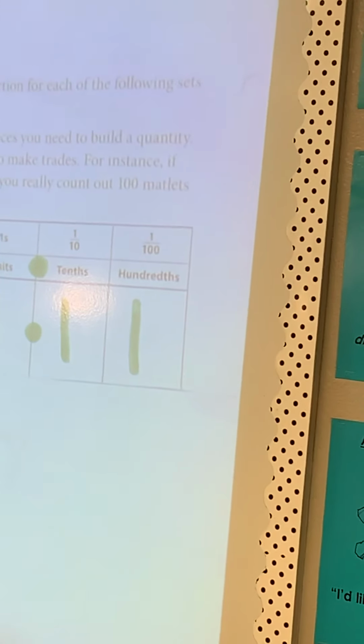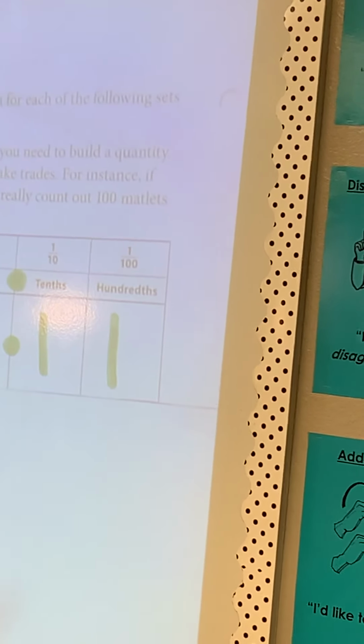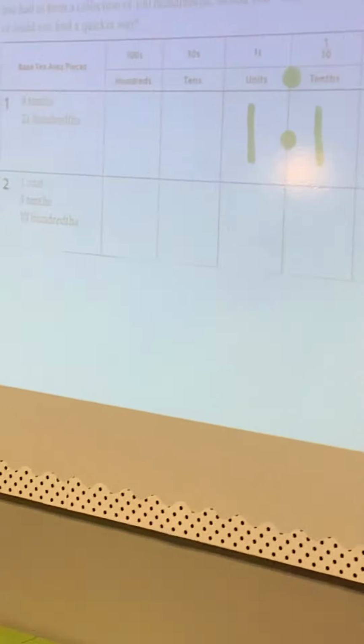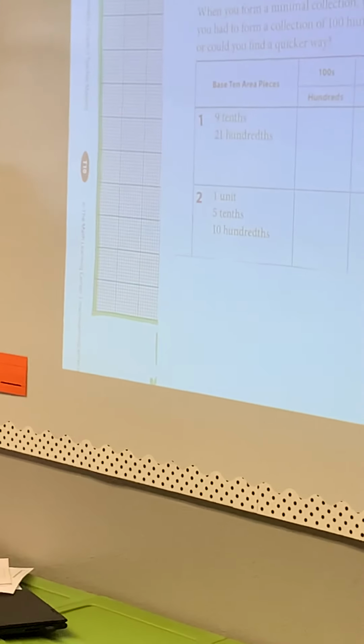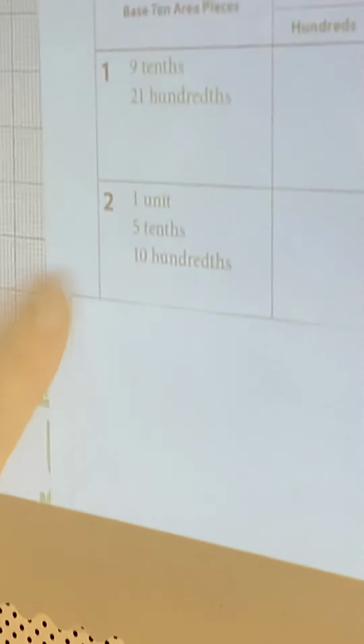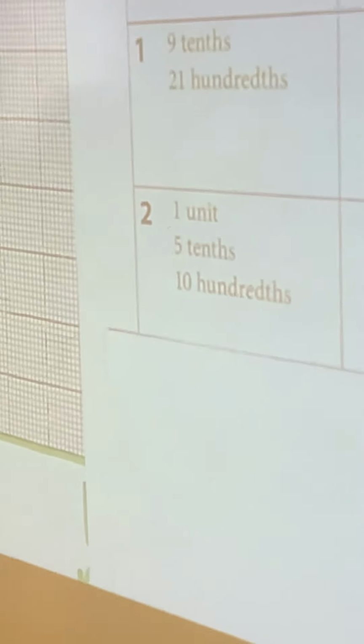Okay, see what the least number of pieces is that you could use to build 1 unit, 5/10ths, 10/100ths. 1 unit, 5/10ths, 10/100ths. You can work with somebody at your table group. Go ahead.